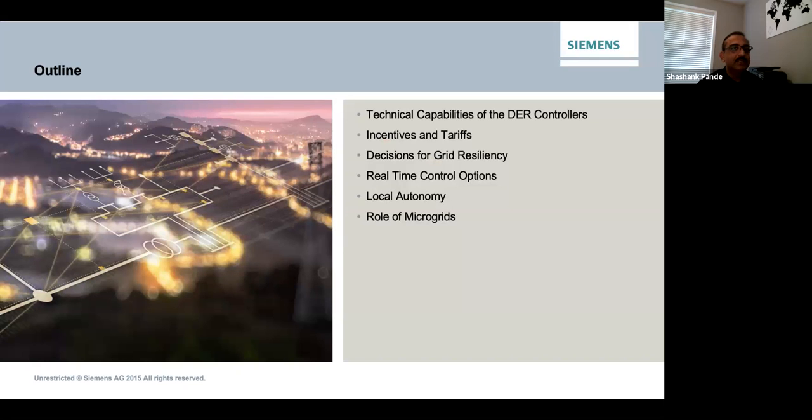So I'm going to touch base with just a few different things. Although it looks like a long list of things, it's really between Arnella and myself. So just a couple of slides on the technical capabilities of the DER controllers, what incentives currently we see, and what are the issues we see, and so forth. So let's go to the next slide, please.